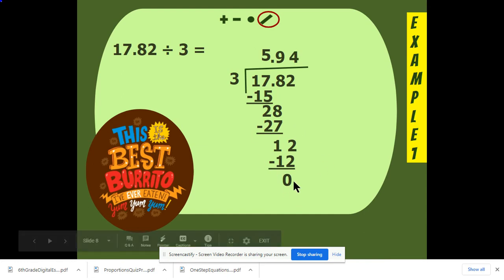And then when I subtract, I have 0. So I'm at the end, and there it is. 594 for each person. Okay. So all that was for number 1. We did add, multiply, and divide.